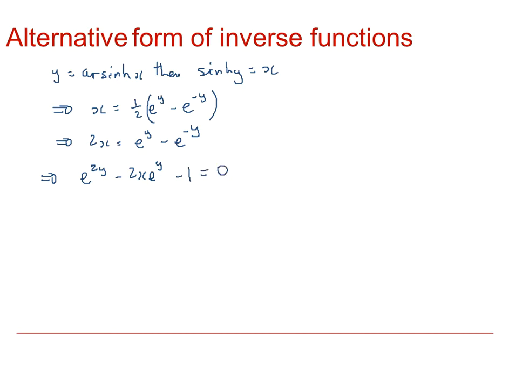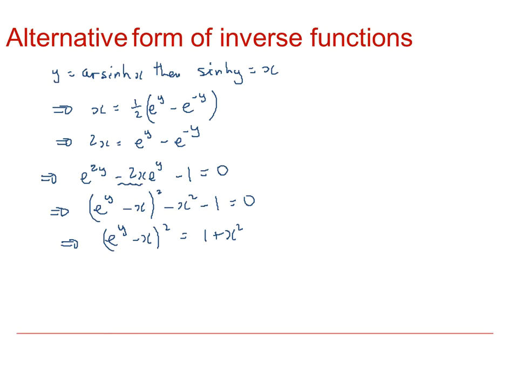This is a quadratic that we can solve in all sorts of ways, but one way would be to do it by completing the square. So we can write that as e to the y, we want half of this value, well, half of that value is just minus x. So we have that all squared. We've got to subtract then x squared, and we've got then minus 1 is equal to 0. Rearranging that gives us e to the y minus x all squared is equal to 1 plus x squared.